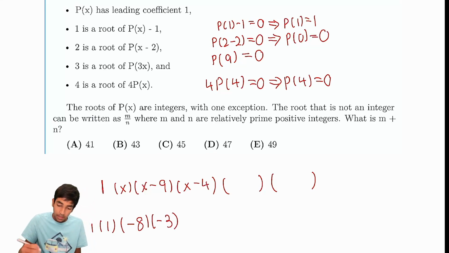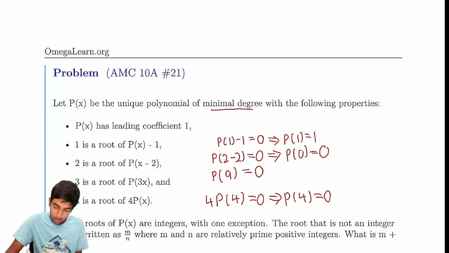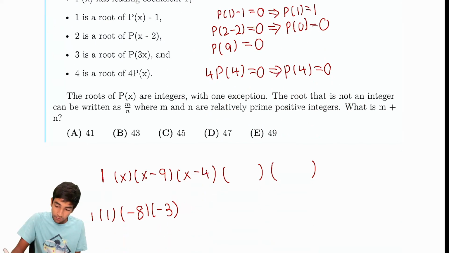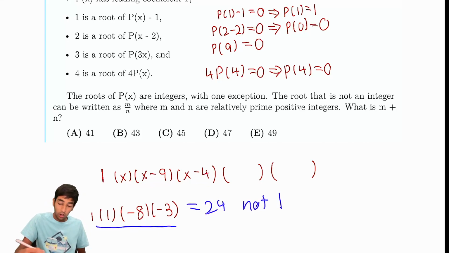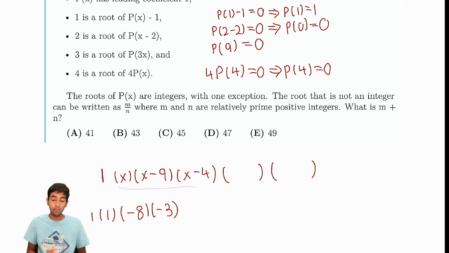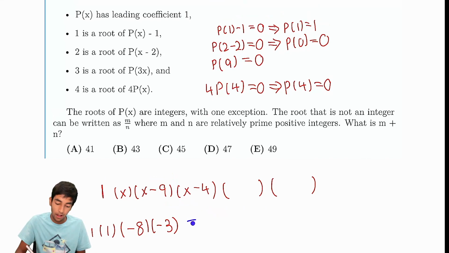And then it says minimal degree here. So the first thing is, okay, is it possible for it just to be cubic? Just have these three roots. But if you evaluate this expression, you see it's 24 and not 1. So a cubic is not possible. Just these three roots is not enough because it gives a value of 24 for p of 1, not 1.